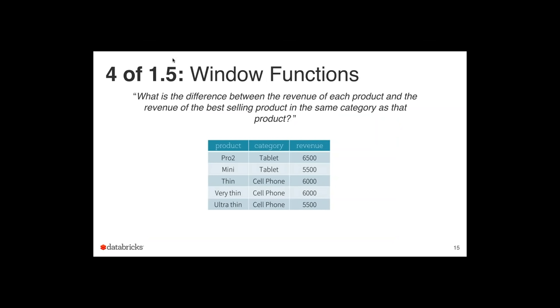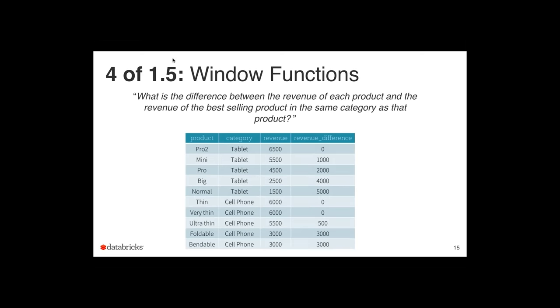Another recent feature, which actually was not just part of 1.5, this came out in I think the 1.4 timeframe, is window functions. And this is something that's near and dear to the heart of a lot of folks doing advanced analytics. So let's look at this particular example. With this data set, we want to ask, what's the difference between the revenue of each product and the revenue of the best-selling product in the same category? So, for example, if we look here at the tablet category, how much different was the mini tablet compared to the pro tablet, because the pro is the highest revenue product? And we can see the answer is 1,000. So with a data set like this, we want to get the answers on the right there. We already calculated manually that the answer to the second one was 1,000. You can see that same pattern holding true with the rest of the results.